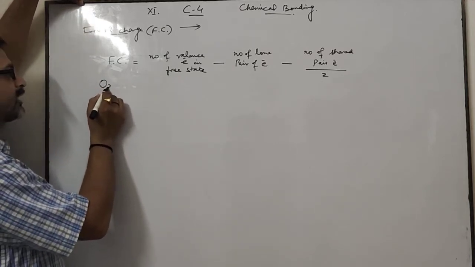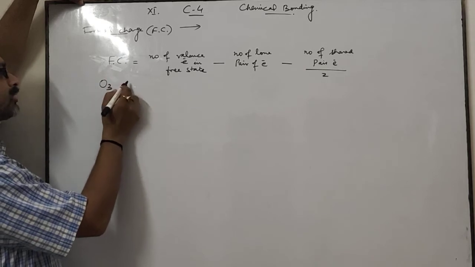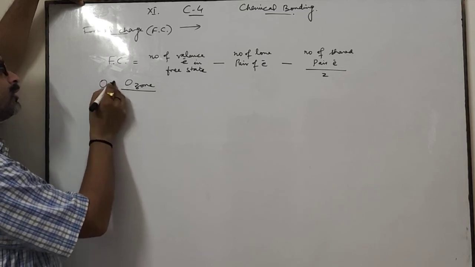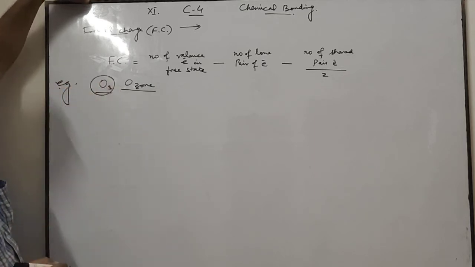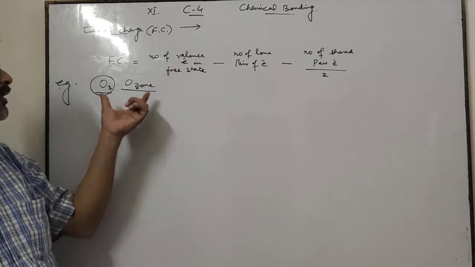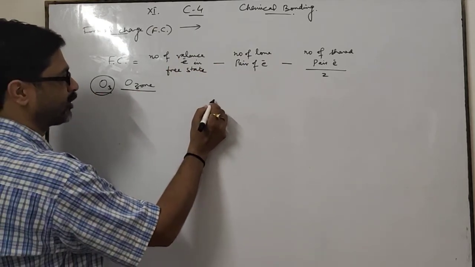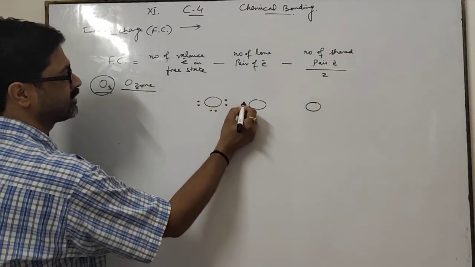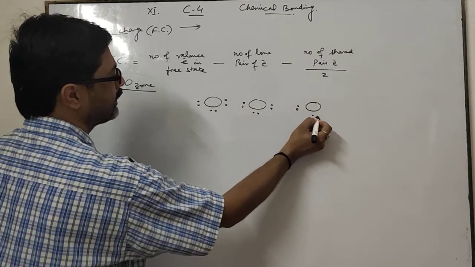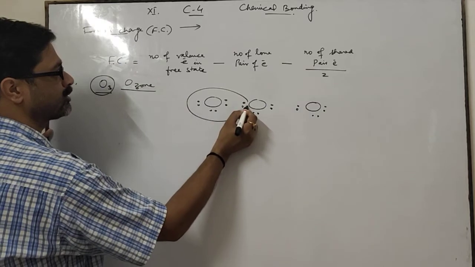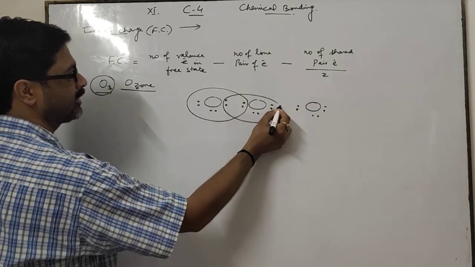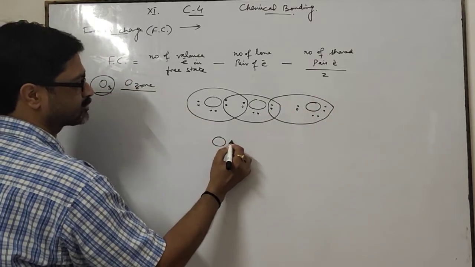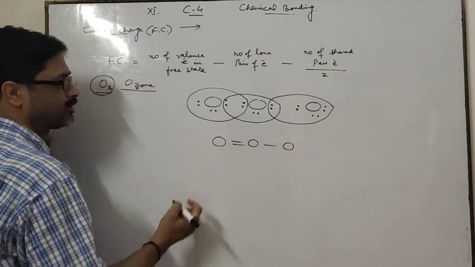Now I want to take an example. If we take O3, ozone, what is the formal charge on all these atoms in ozone? How do we find the formal charge on each atom? First of all, we draw the electron dot structure of ozone. You know that all oxygen atoms contain 6 electrons like this. These 2 electrons are shared by this oxygen to complete the octet, and this oxygen shares like this. It means it forms an O double bond O and a single bond O.